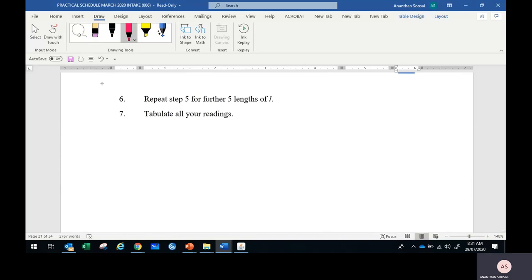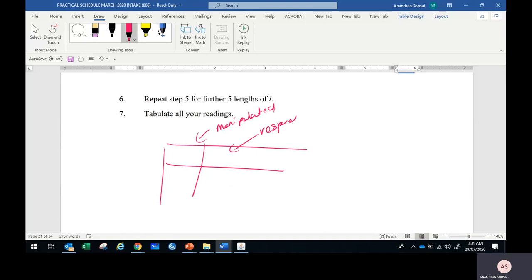Okay, table, as I said, when you draw a table, the first column always goes for what? Always for the manipulated variable. Okay, always for the manipulated. So the second should be the responding, or the dependent. The responding must be repeated. Then after that, all going to be your calculated data.